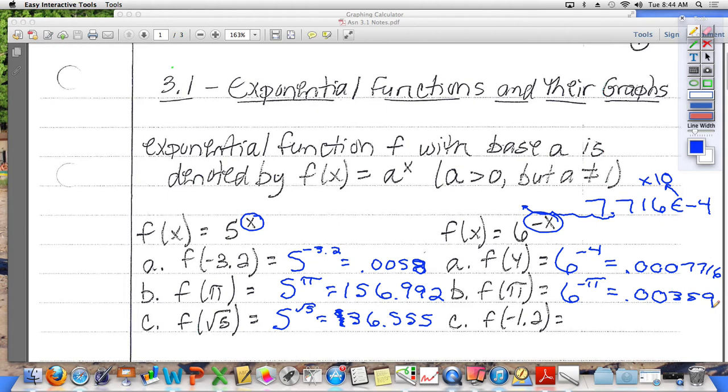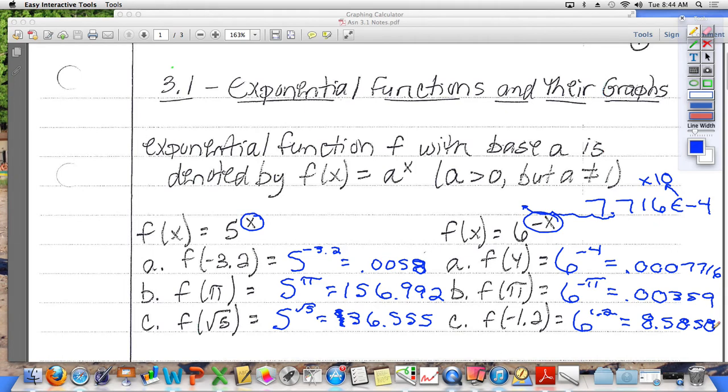Okay, be careful with this one because this one gives you a negative 1.2 power. So what is the opposite of a negative 1.2 power? Positive. So it's going to be 6 to the power of 1.2. What is it again? 8.58. Is that right? Okay.